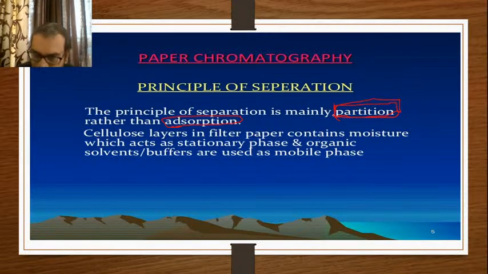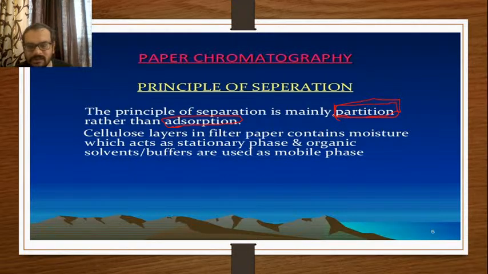Okay, cellulose layers in the filter paper contain the moisture which acts as a stationary phase, and organic solvents or, more specifically, buffers are used as the mobile phase depending upon the polarity, because polarity differences need to be there so that you can get effective resolution or separation by using paper chromatography.